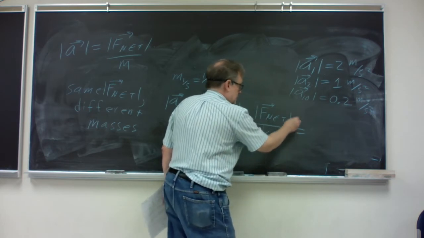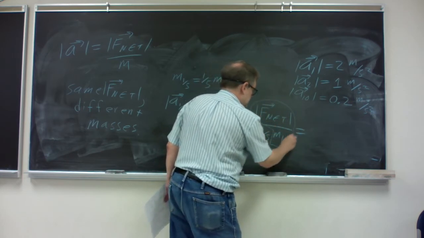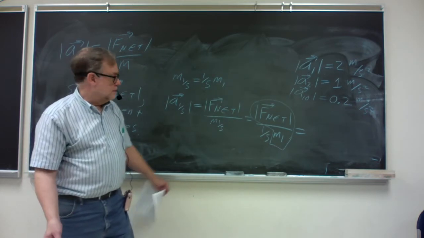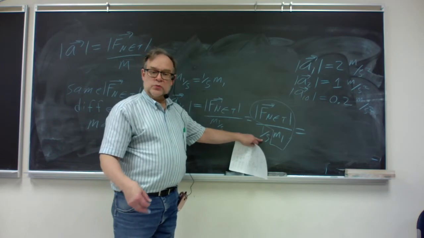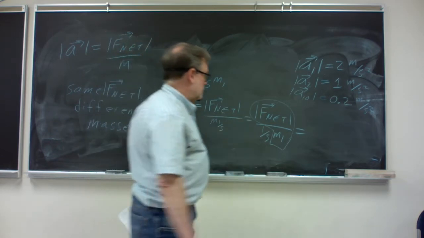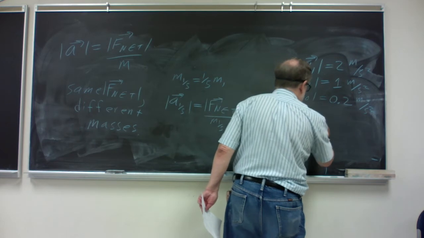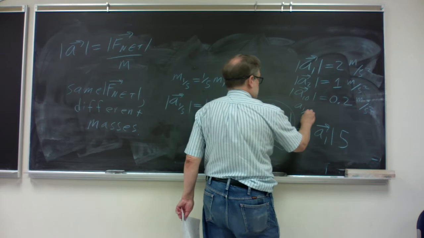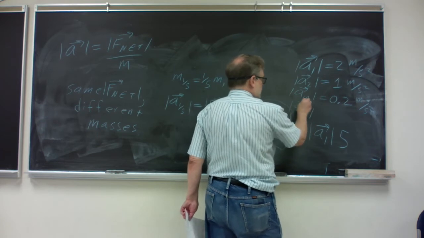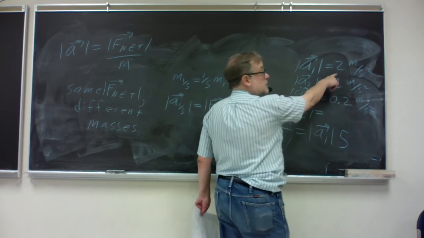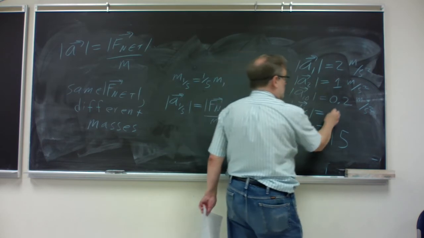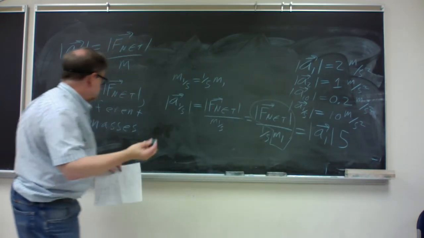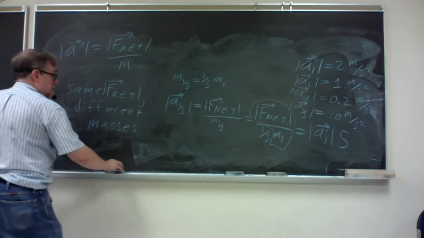And again, this part here is just acceleration 1, and divided by 1/5, which is the same as multiplying by 5. So we have the magnitude of A1 times 5. So the acceleration with 1/5 as much mass is 5 times A1, or 10 meters per second squared. So here's the pattern that we see.